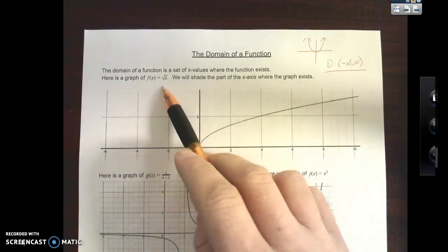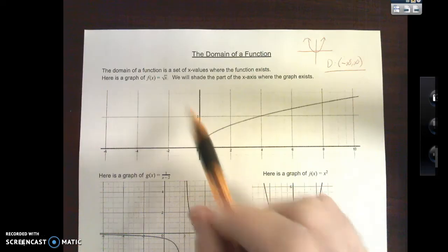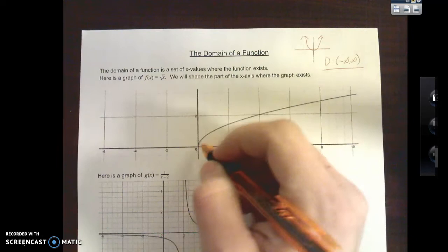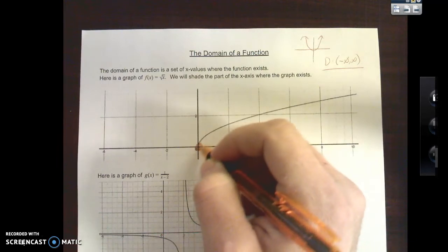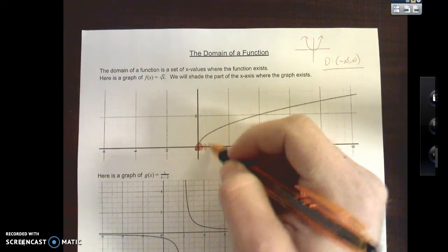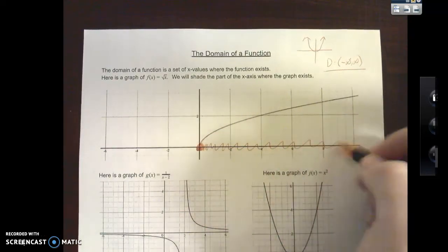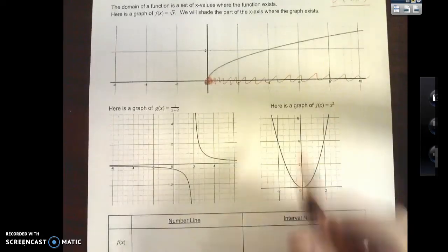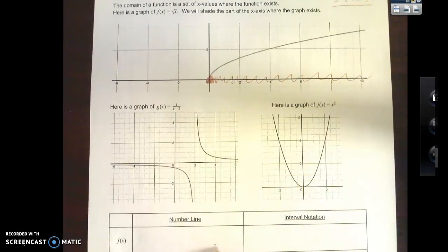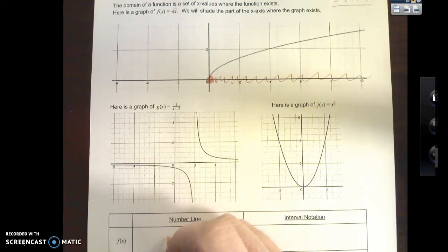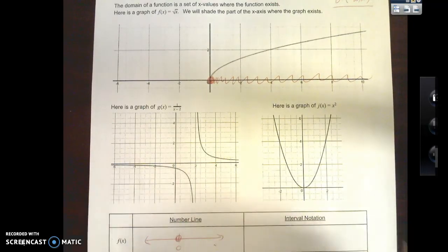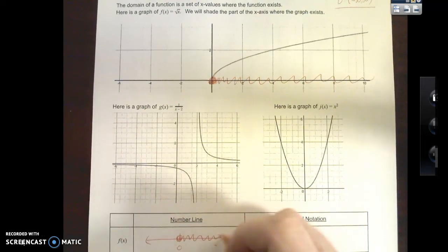Here's the graph of f of x equals square root of x. We will shade the part of the x-axis where the graph exists. So here's my graph. It starts right here, and it goes to the right. Taking a look at that, I'm jumping down here to the following. On a number line, you are starting at 0. So here's my number line, closed in circle, and everything to the right.